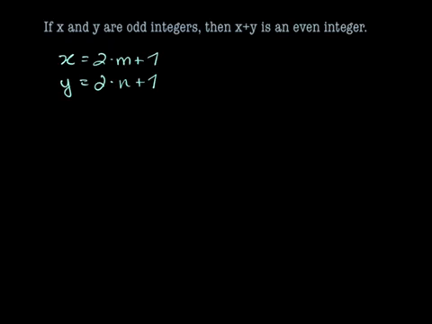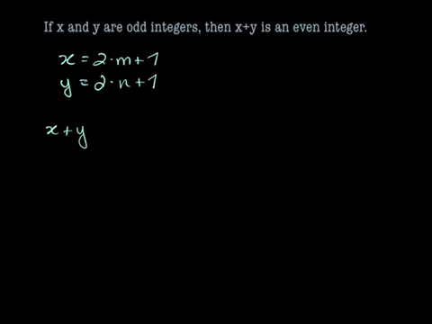Now we need to make sure we don't use the same letter, because otherwise we assume that m is the same for both x and y. n and m may not be equal. So, that's what we've started. Now what are we trying to look at? We're trying to do something with x plus y. So let's look at it. The next natural step is to look at x plus y.